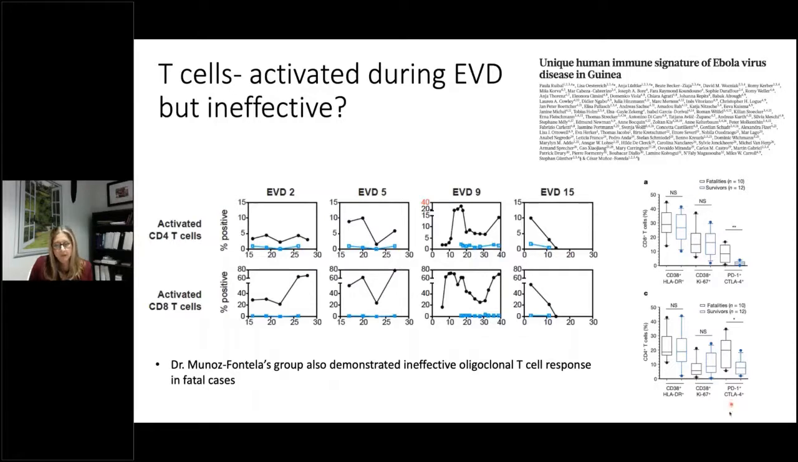But it's also possible, because these markers are known to have negative, regulatory effects on T cells, that these are sometimes considered markers of exhaustion. So it's also possible that these patients have T cells that aren't really effective.